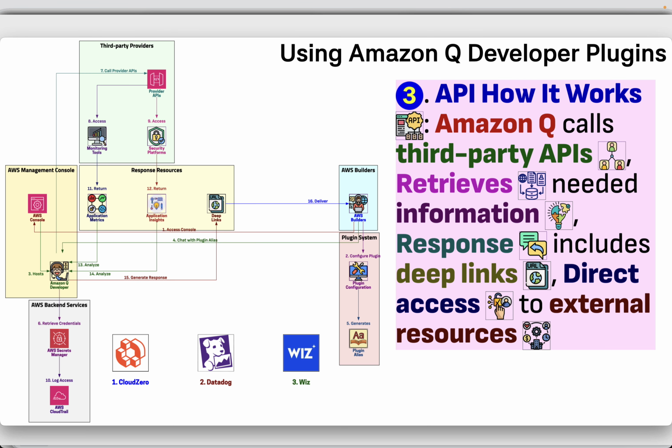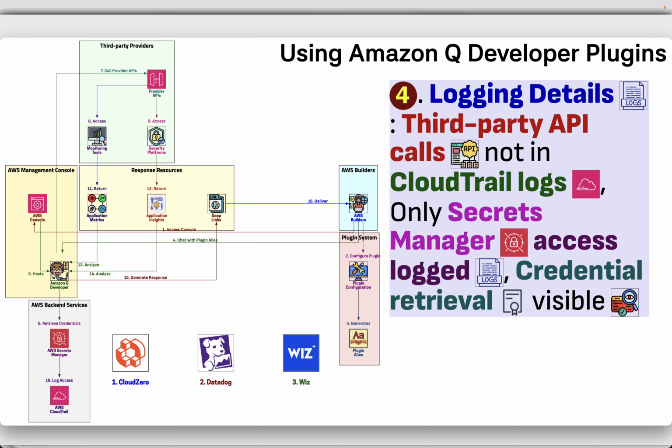When you ask a question using a plugin, Amazon Q calls the third-party provider APIs to get the information it needs. It then gives you a response that includes deep links, which takes you directly to the external resources. When Amazon Q calls a third-party API, you won't see that specific call in your AWS CloudTrail logs. The only thing you will see in the logs is when Amazon Q accesses AWS Secrets Manager to get the credentials it needs to connect.